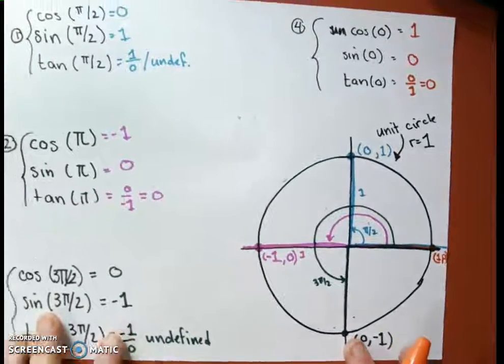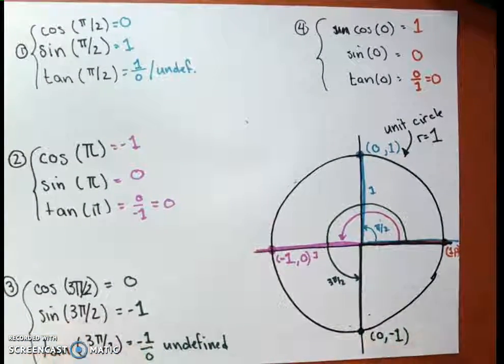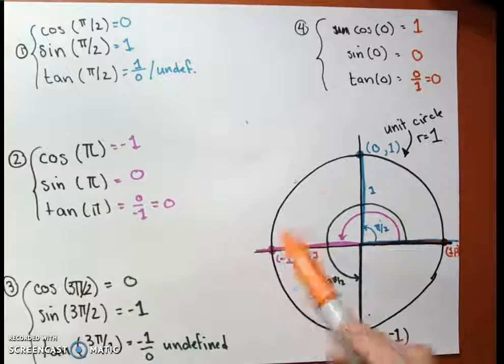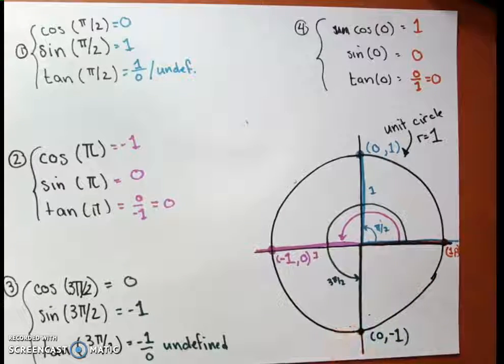In class, we'll use this strategy to find the sine, cosine, and tangent of more interesting angles, but it's important to know these four that lie on the axes because they're particularly nice and easy values of cosine and sine.